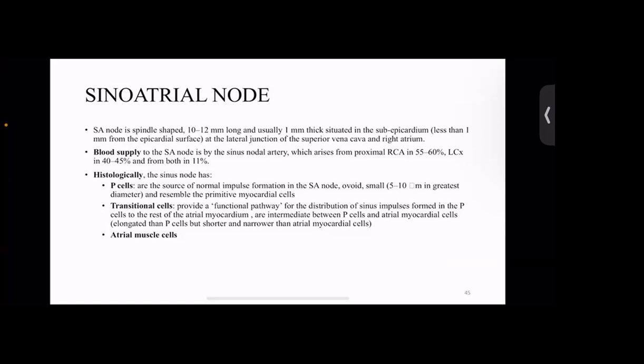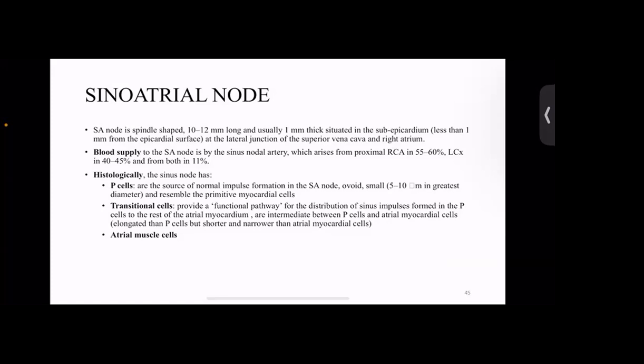So the blood supply to the SA node is by the sinus nodal artery that arises from the proximal part of the right coronary artery. And this is in 55 to 60% of people, while in 40 to 45% of people it is supplied by the left circumflex artery. And we can have supply from both the left circumflex artery and the sinus nodal artery in about 11% of people. So histologically, the sinoatrial node has 3 major cells.